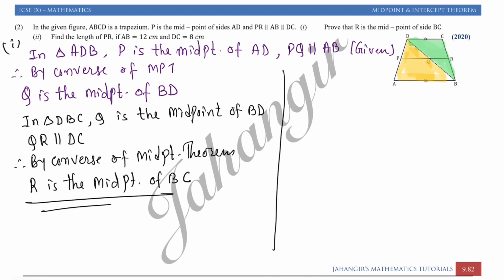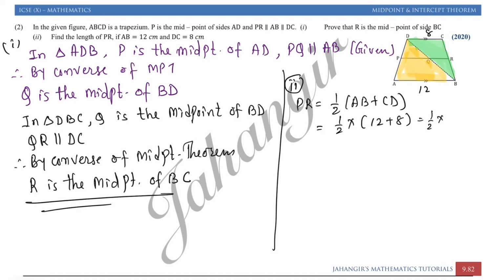In the second part we want PR. AB is given 12, DC is 8. PR can be found as half into AB plus CD. This proof we had already done in the exercise part. I can show you two different ways to solve this sum. Half into AB plus CD is half into 12 plus 8, that is half into 20, which is equal to 10 centimeter.